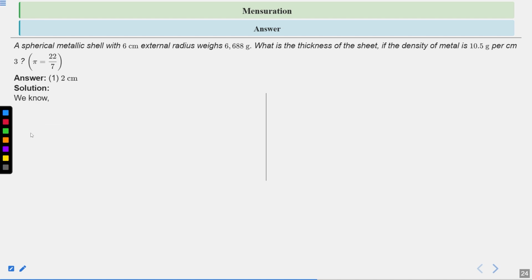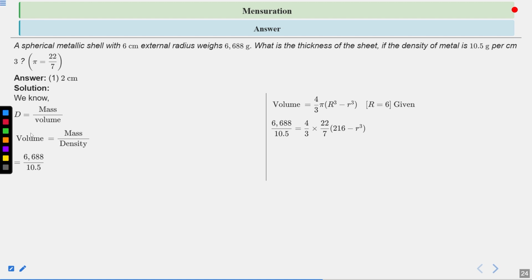So we know that density is equal to mass upon volume. So volume becomes mass upon density. We can say that. Now we know that mass is 6688 upon 10.5 density. So the volume formula of a spherical metallic shell, we know, is 4 by 3 pi r cube. Now this is a hollow sphere, so there will be two radii. So 4 by 3 pi, capital R cube minus small r cube, and capital R we know, which is 6 centimeter. It is given in the question.